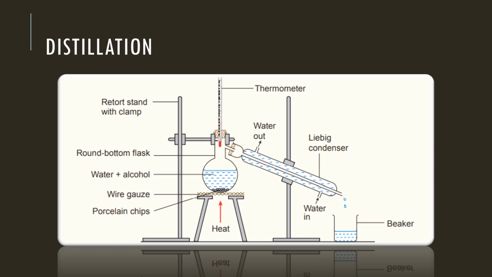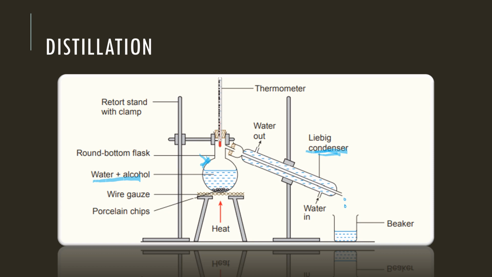Okay, distillation is the method used to separate a completely miscible liquid-liquid mixture. Completely miscible means all the liquids are very soluble in each other and have different boiling points. For example, here we have a mixture of water and alcohol. The mixture is put in a round bottom flask, and then this round bottom flask is connected to a Liebig condenser. The Liebig condenser functions to condense the gas.